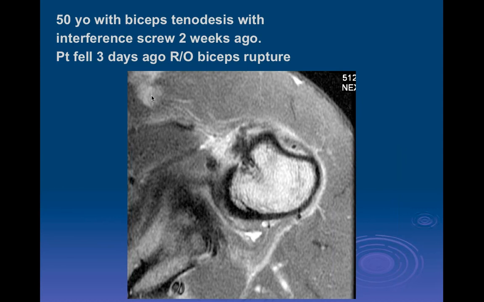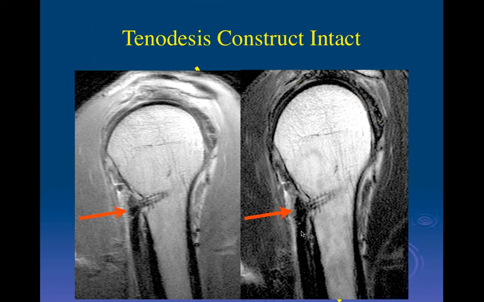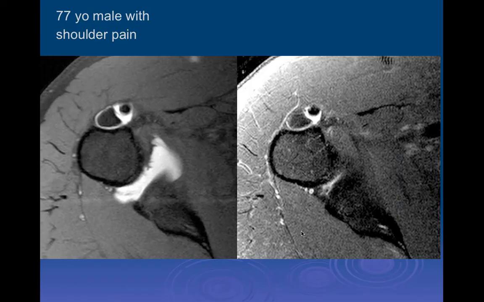Here's just another example, a 50-year-old with biceps tenodesis, interference screws 2 years ago. He fell, and the concern was whether there was a rupture of the attachment there. If we do an oblique coronal image, we can see that the construct is intact. So the tenodesis is intact, so it wasn't torn.